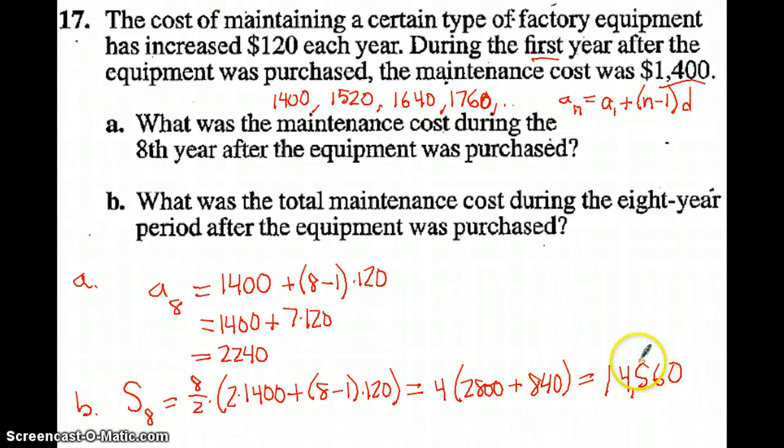And that represents all the money that you paid over the entire 8 years, counting 1,400 plus 1,520 plus 1,640, etc. 8 of those added up as they increase gets us to 14,560.